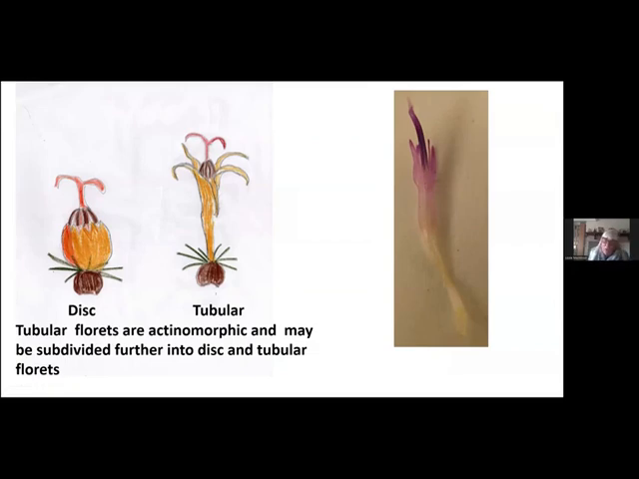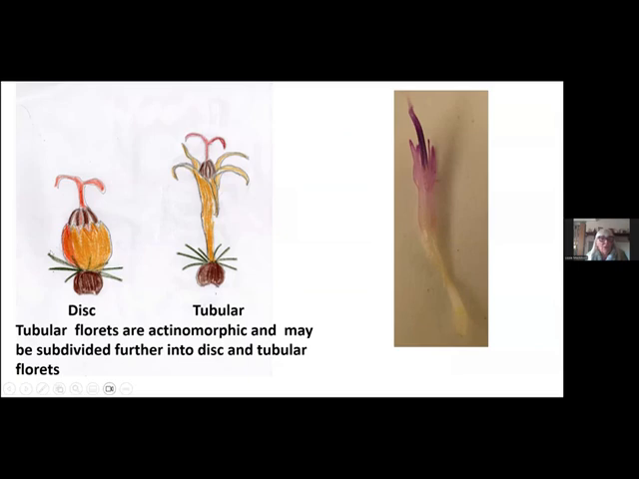Stace just calls them all tubular, but Streeter subdivides them, and I do think it's helpful to understand that there are two different versions, if you like, of the tubular one. There's a smaller disc one here, and it has a much more reduced length, and this has got a much longer tube, and the corolla lobes at the top are turned back.